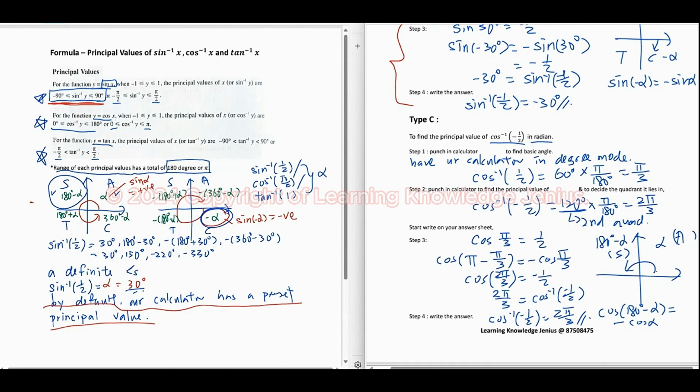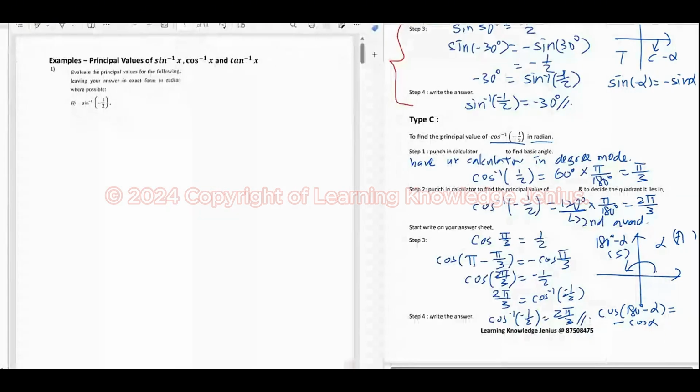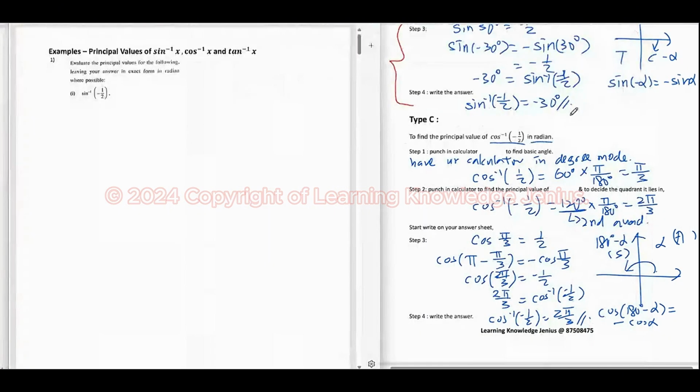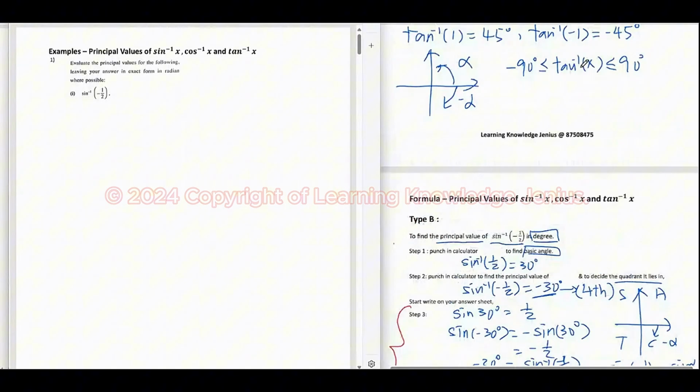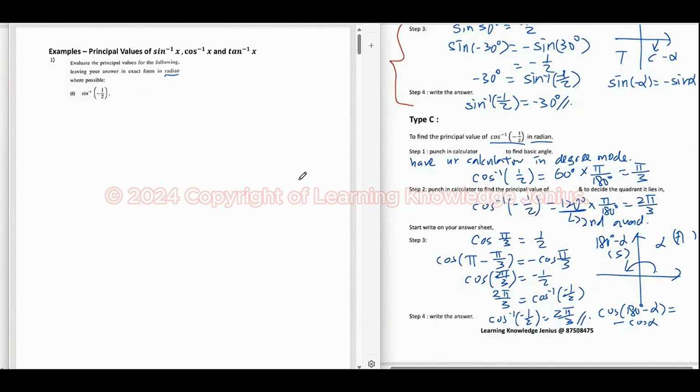Next, I'm going to show you some more examples. So when I see the question first, I will see which question type it belongs to: type A, type B, or type C? When I first look at this one, "evaluate the principal value in radian," I will tell that this means we are actually dealing with a type C here.